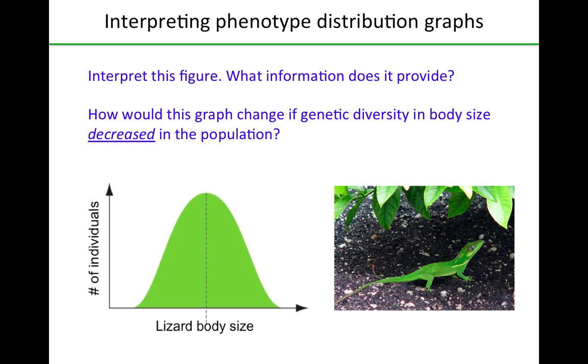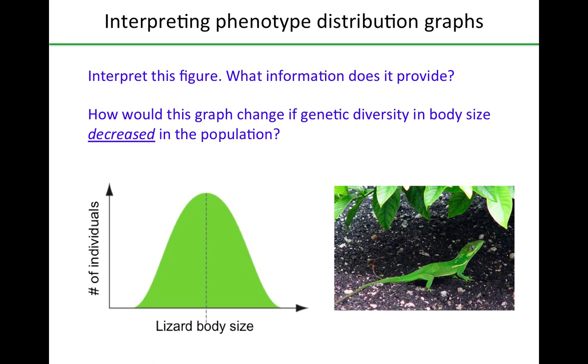Okay, so hopefully when you interpreted this figure, you came up with something like this: the figure tells us that there's a range of body sizes present in this lizard population. There are some small lizards, some large lizards. Most individuals in the population have an intermediate body size. The fact that this curve has its peak here at an intermediate body size tells us that's the most common phenotype in the population. Okay, so that's what it's telling us.